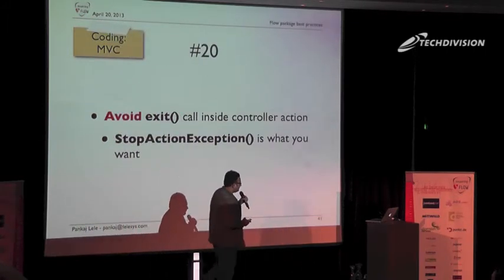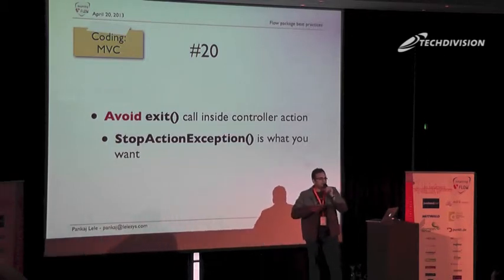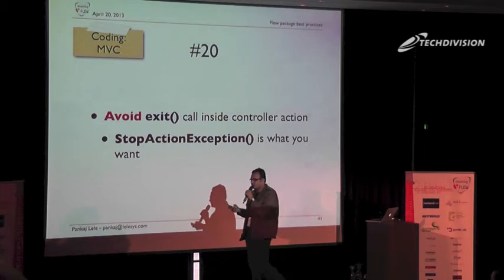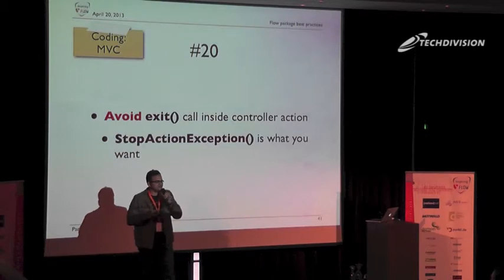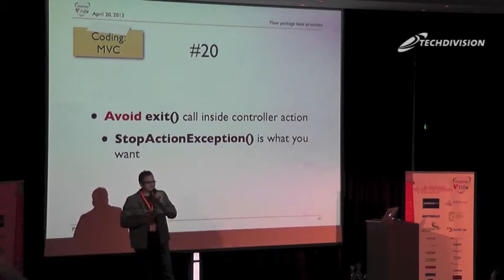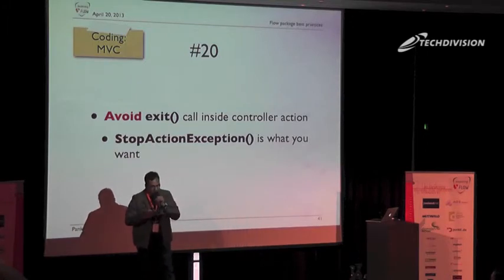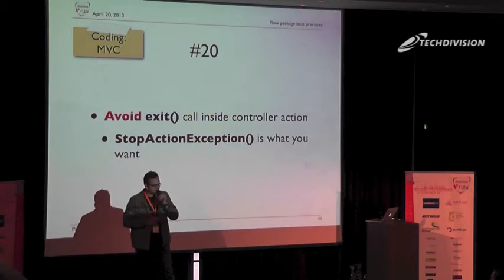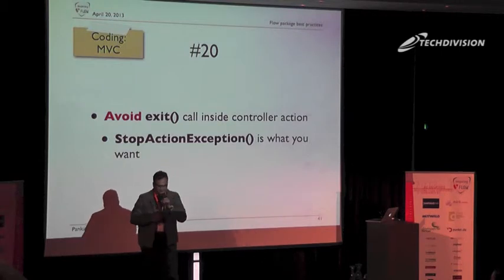It is also possible that when you are developing your controller actions, you may want to stop the execution at a certain time for some reason. For example, if you are using some other kind of response type, or a JSON encoded string. So instead of using exit, I would suggest using the stop action exception. Exit completely kills the current request, but if you use this exception, it gracefully shuts down the Flow request and action. So I think it's better.